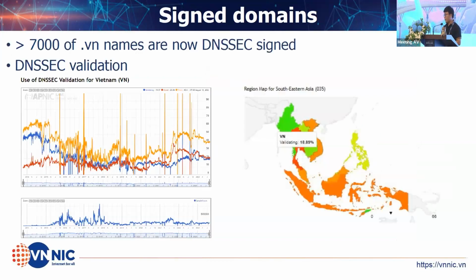Now, from the first time we enabled DNSSEC for the .vn, we have 7,000 signed domain names, but in total we have about 600,000 domain names for the .vn. So just about 1% of zones are DNSSEC signed.